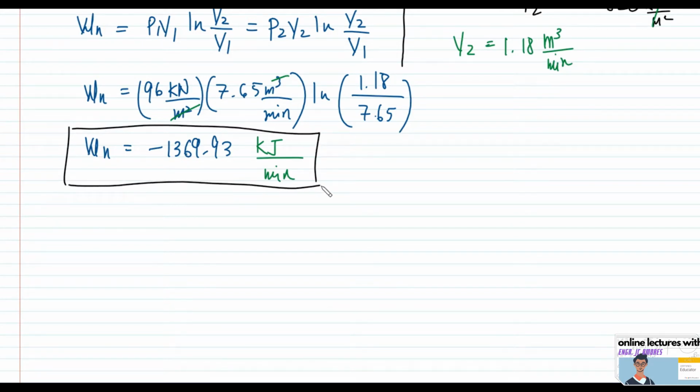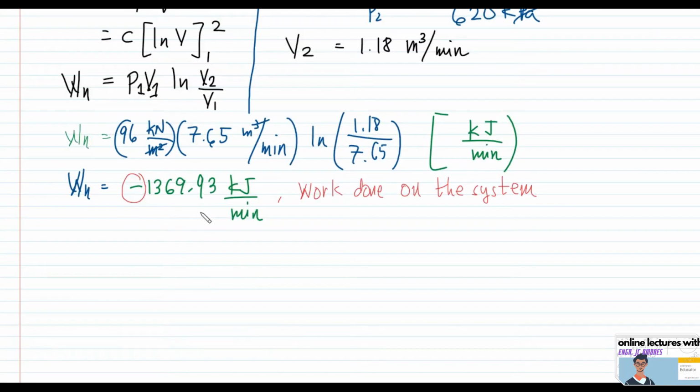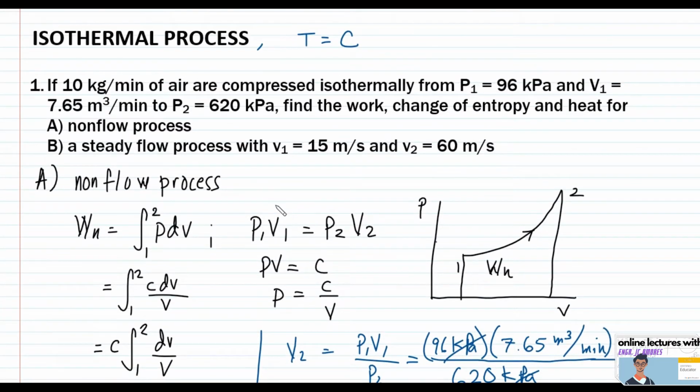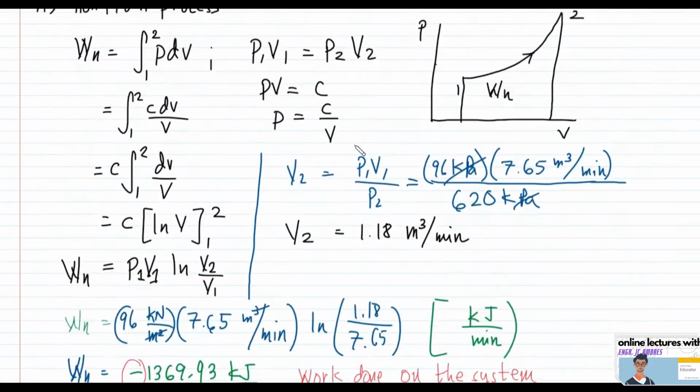Now since this is negative, meaning to say that work is done on the system, or work is done on air. Okay, right? So that is your non-flow work. What else? We are also asked to solve for the change of entropy and the heat.